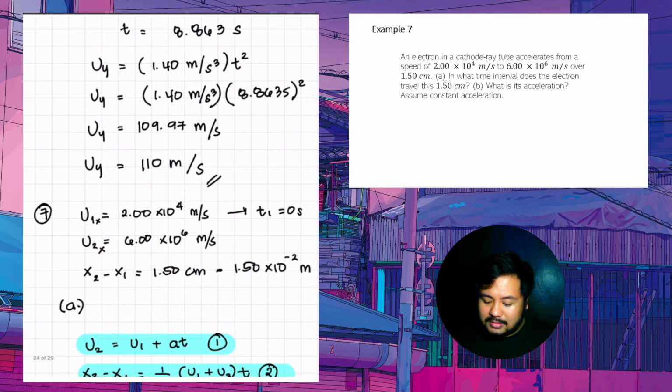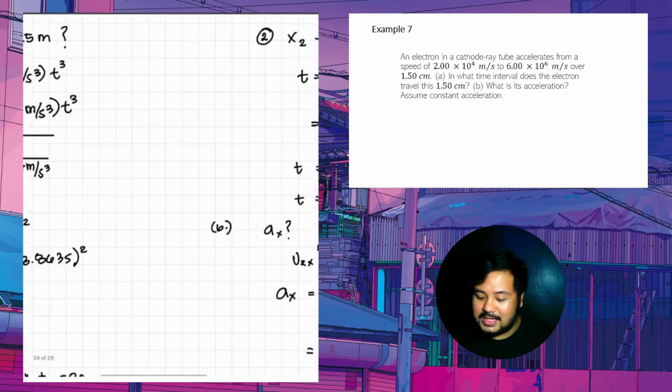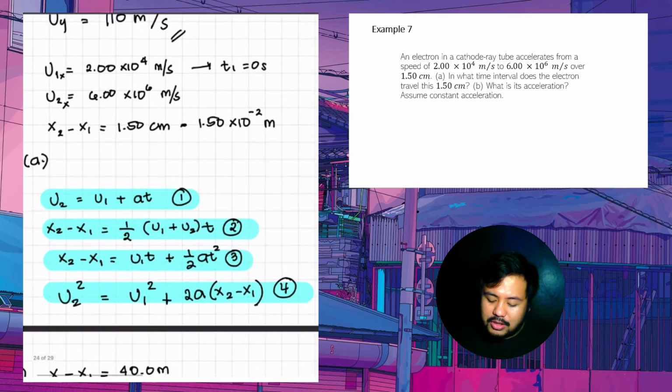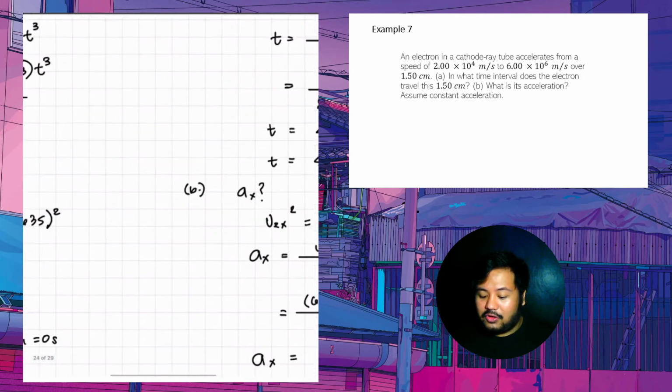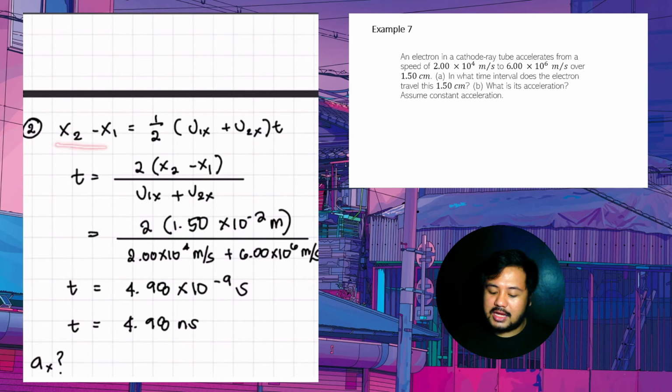So at what time will the electron have a speed of 6 times 10 raised to 6 meters per second, or if it has traveled 1.50 cm, at what time will it reach 1.50 cm? So you inspect your four equations for what you will be using. For me, I'll be using this one, x2 minus x1 equals 1 half times v1x plus v2x times t. And since we are looking for time, I will just isolate time t. So t is now equal to 2 times x2 minus x1 over v1x plus v2x.